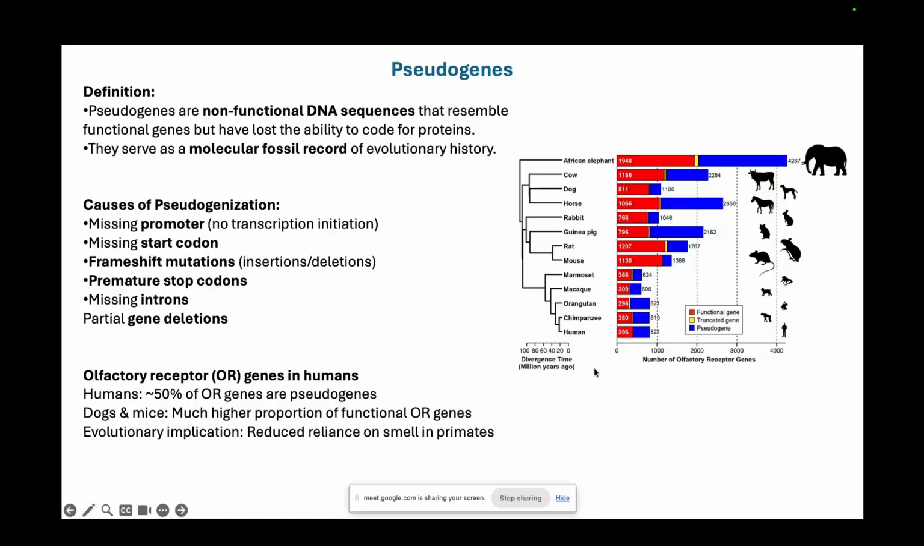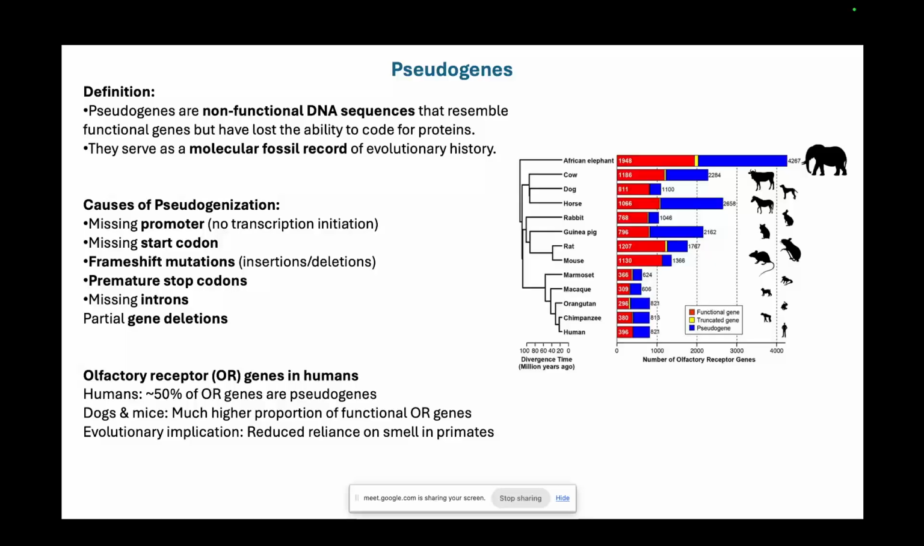For example, the African elephant has the largest number of these olfactory genes, and a lot of these genes have become pseudogenes in us. As evolution has progressed, these genes have accumulated mutations, and they have been converted from a functional gene to a non-functional gene. But why has this happened?